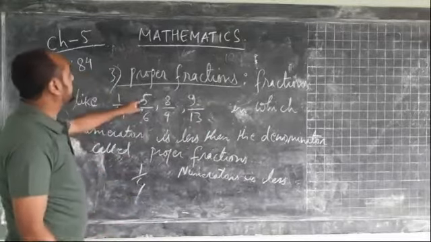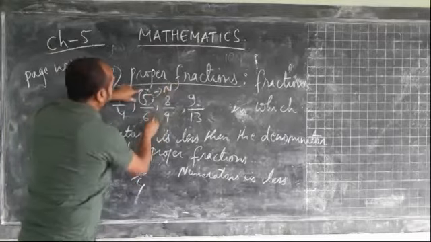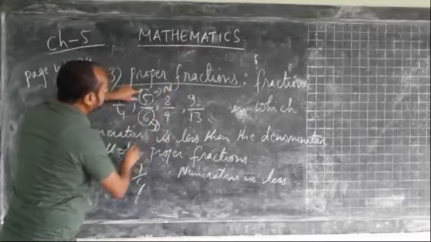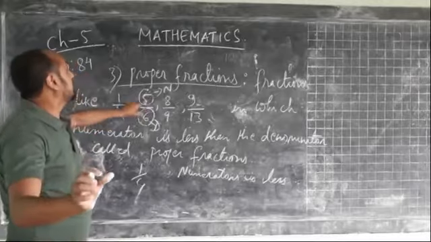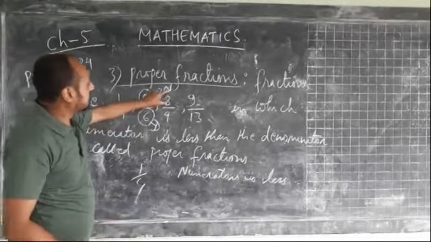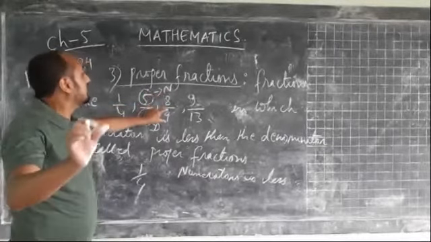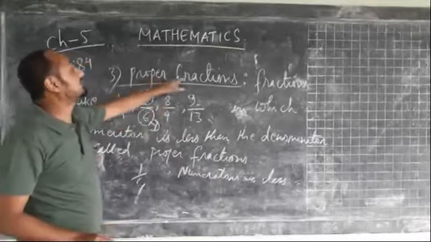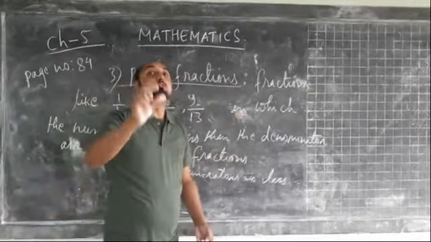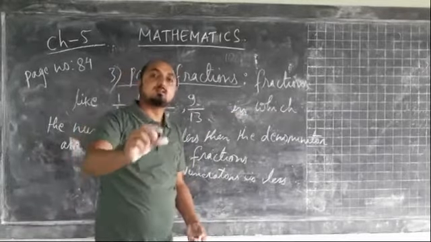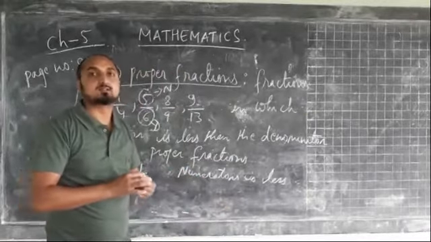In the second example 5 by 6, again this 5 is our numerator and this 6 is our denominator. So this denominator 6 is greater than the numerator. Again in the third example 8 by 9, this numerator is less than the denominator. So that type of fraction is called proper fraction. So proper fraction means the fraction in which the numerator value is less than the denominator value.